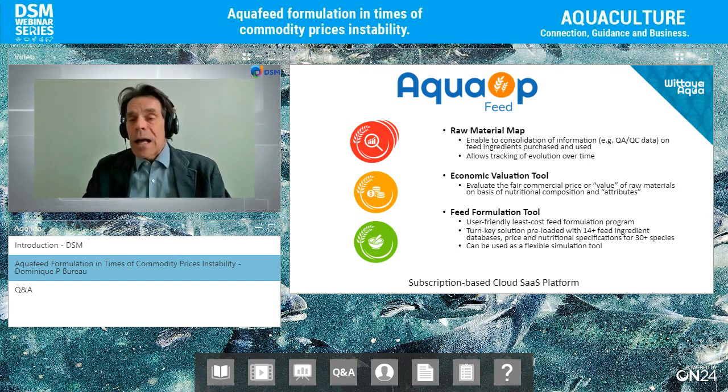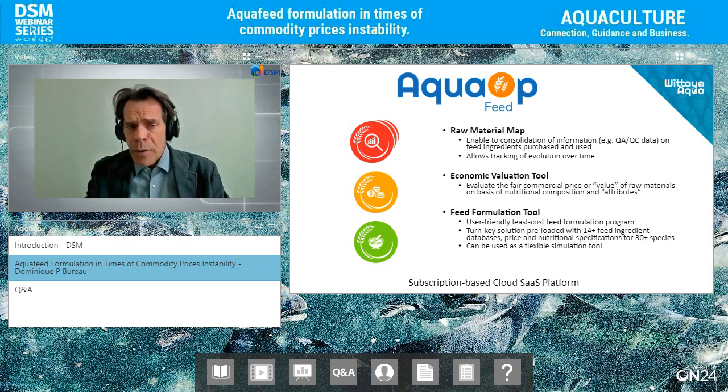This allows you to look at the market as a whole, the nutritional composition and the attributes as a whole, and then be able to determine what are good deals on the market and not so good deals in the market. So it can be a pretty good tool for a feed procurement or feed ingredient procurement department. So we developed this tool.